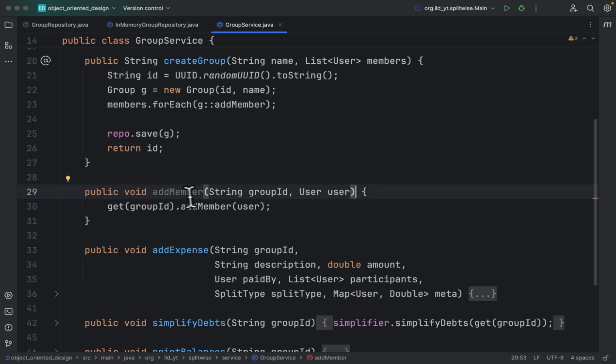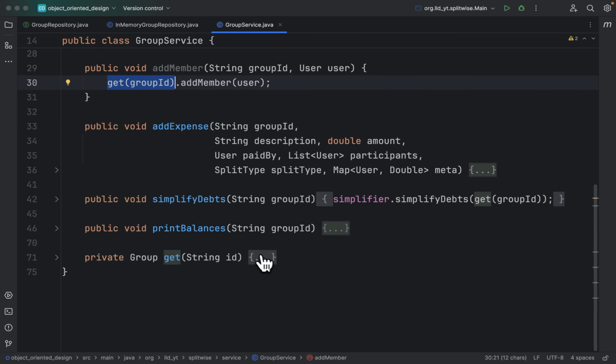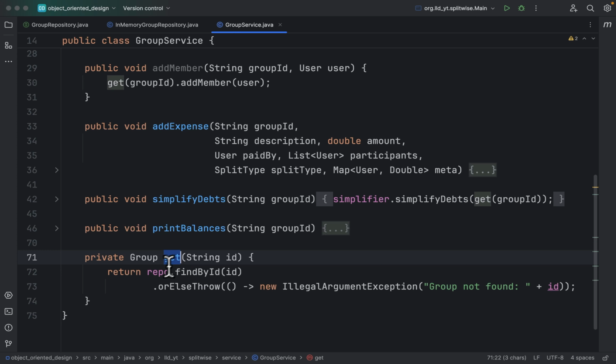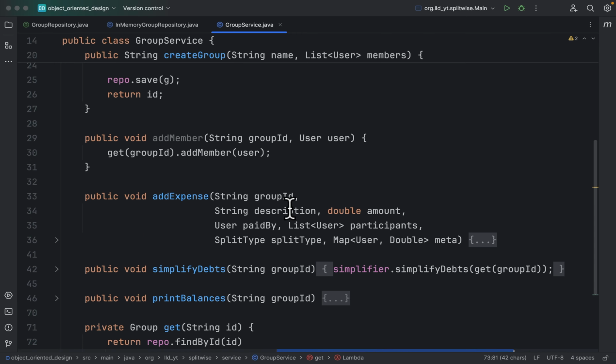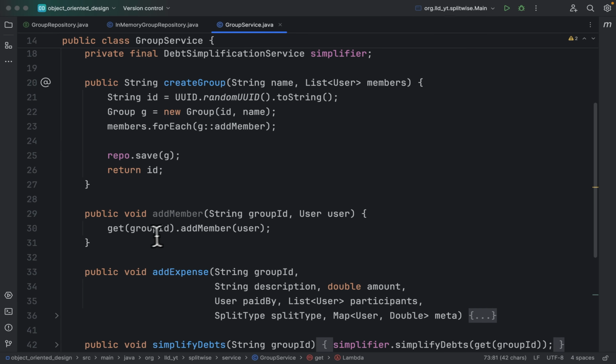Now, in order to add the member in the group, we would first be fetching the group from the in-memory database. So the function for fetching is like this. Here I'm fetching the group from the in-memory database using this CRUD operation. And if it is null, in that case, I am throwing a group not found exception. Okay, so once I get that group, I am just adding the member into that group.